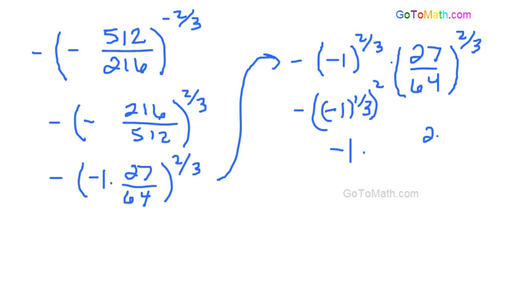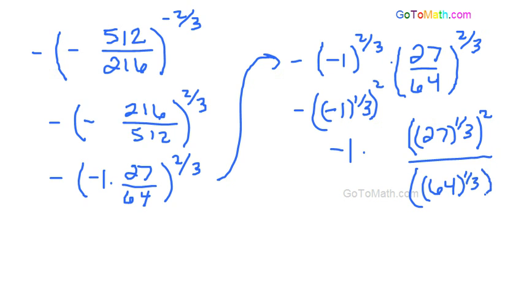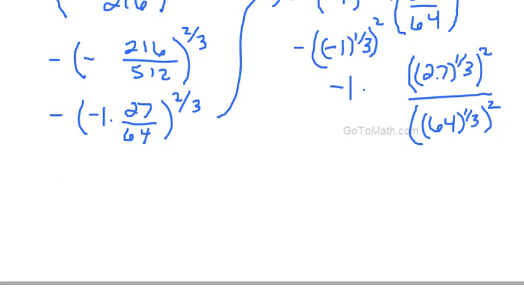We've got 27 raised to the 1/3 power, right? And then of course it's all going to be squared, so that's going to be the numerator. And then you got 64 raised to the 1/3 power, and it's all squared also. Seems like I'm making too much out of this problem.